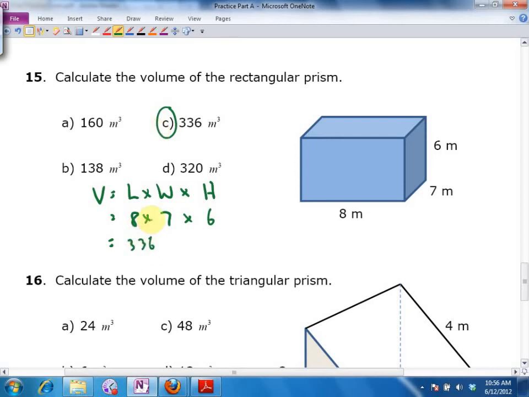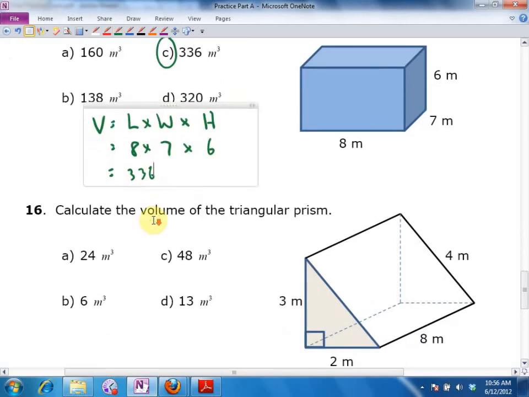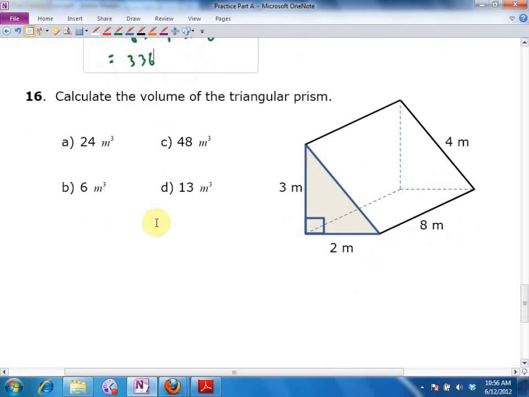And the next one. The next one is a triangular prism asking me for the same thing. The volume, not the surface area. So not going to add the sides up here. But what is the equation for volume of a triangular prism?